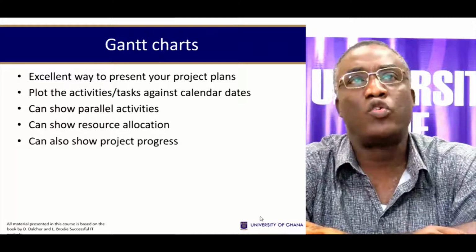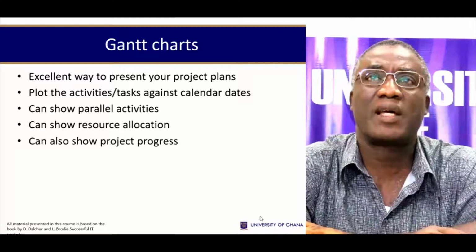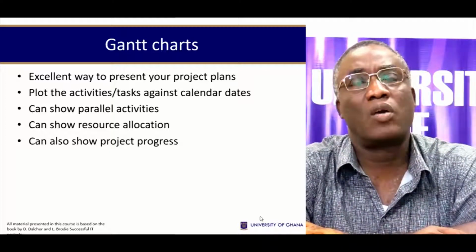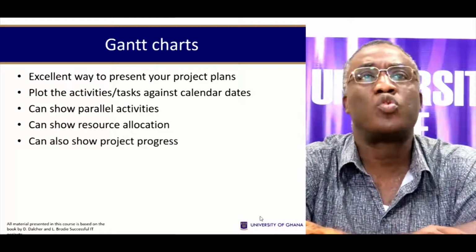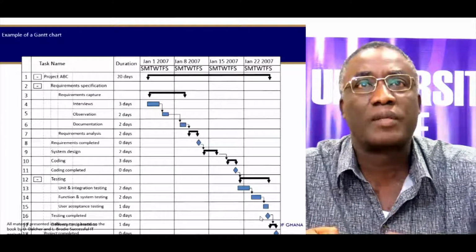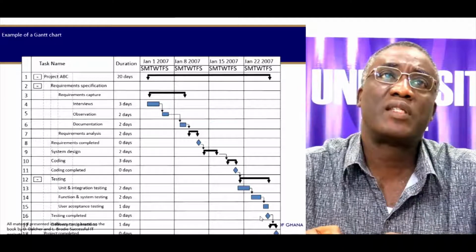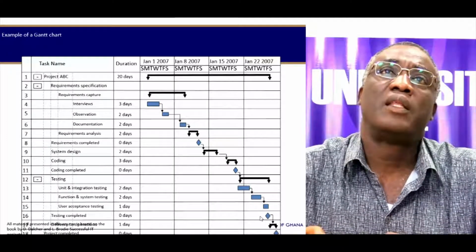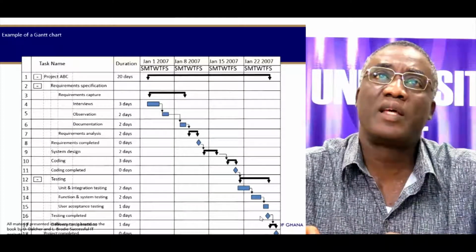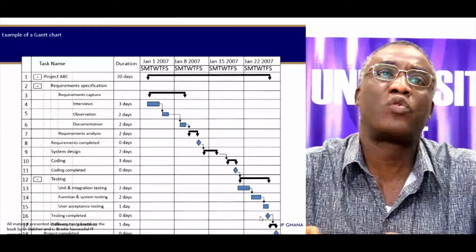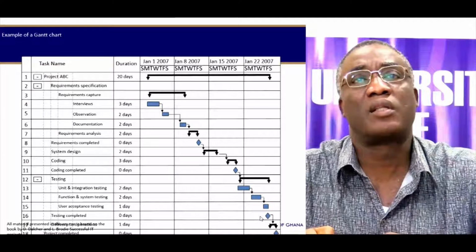It's an excellent way for you to present your project plans. Plot the activities or tasks against calendar days. It can also help you show parallel activities and can show resource allocation, can also show project progress. An example of a Gantt chart is shown in this diagram. So you can see the various tasks, then the duration in days, and then the sort of calendar as to when it will be completed and what follows. It's an important lesson to learn and include in your project proposal.